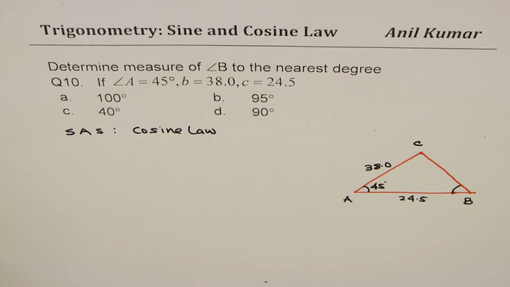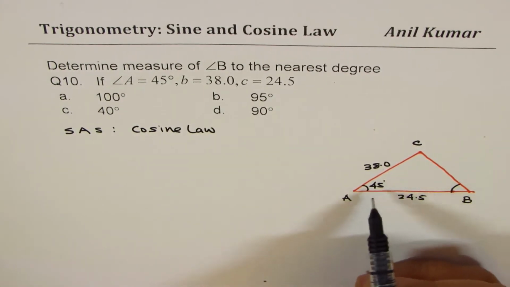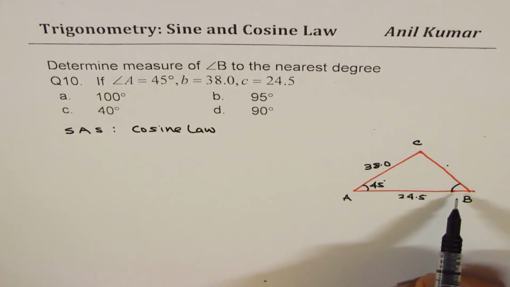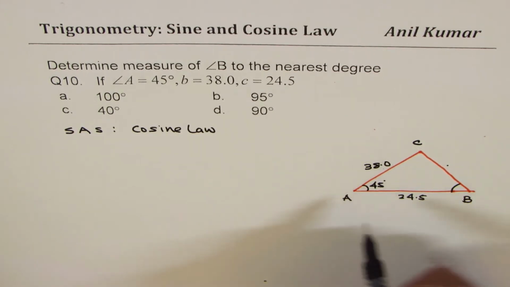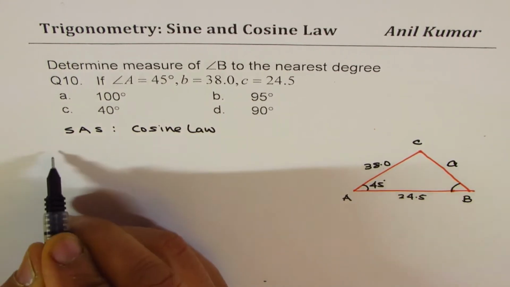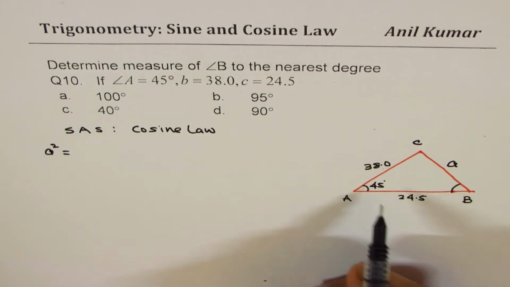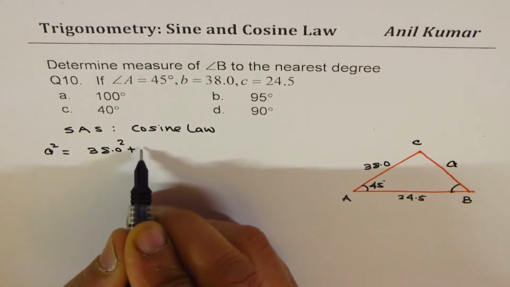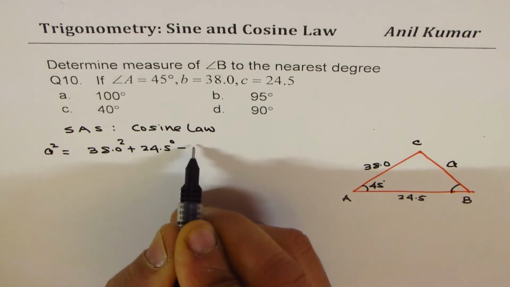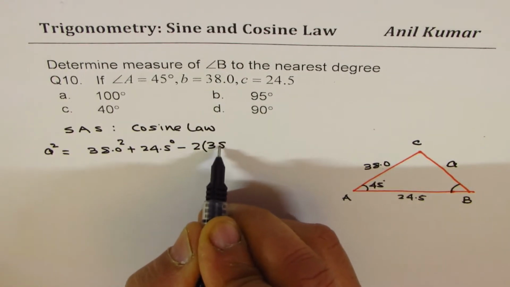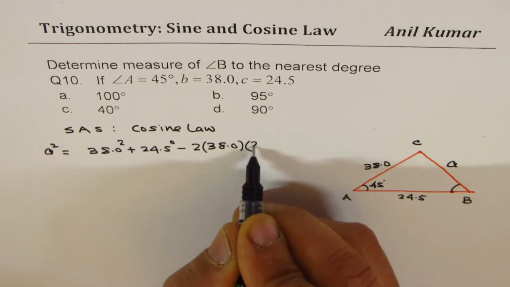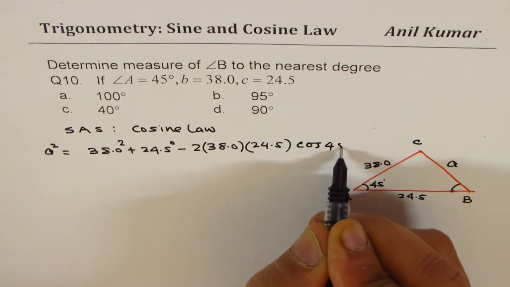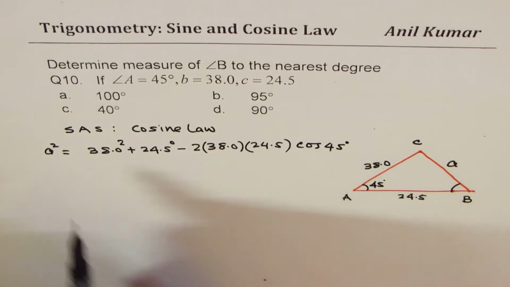Now in this particular case, first we have to find the side opposite to A. Once we find that out, then using sine law, we can find angle B, right? So let us find the side A first. A square is equal to the square of these two added up, 38.0 square plus 24.5 square minus 2 times 38.0 times 24.5 times cos of 45 degrees, correct? So we can get the side A.